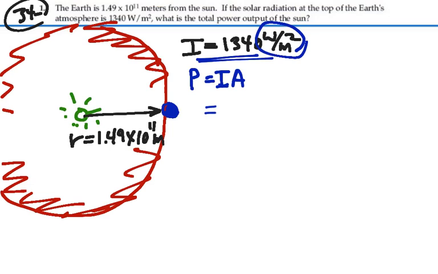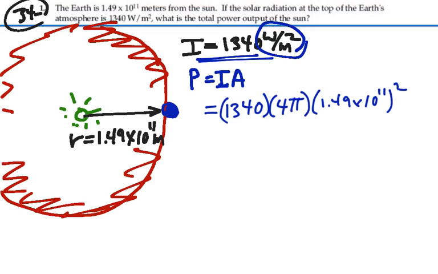So the power we're talking about being put out by the Sun is this intensity over a sphere of area 4 pi r squared. So that is going to be 1340 watts per meter squared times 4 pi times r, which is going to be the radius of this sphere, 1.49 times 10 to the 11 squared. So what is that? 1340 times 4 times pi times 1.49 times 10 to the 11 squared.